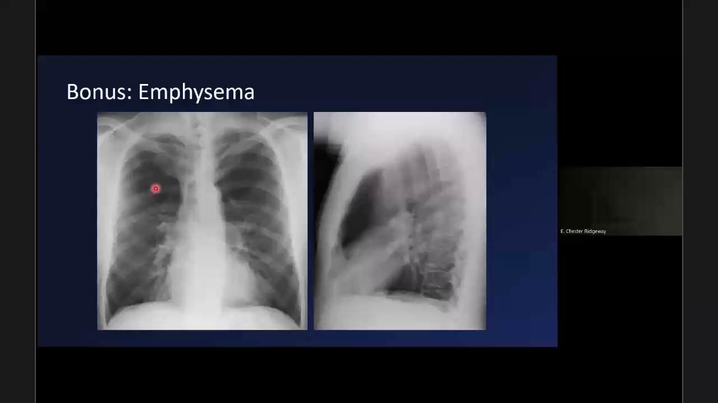One note to make is that most patients with emphysema do have a normal chest x-ray. Okay, it's just patients with severe advanced emphysema that we can start seeing these changes.